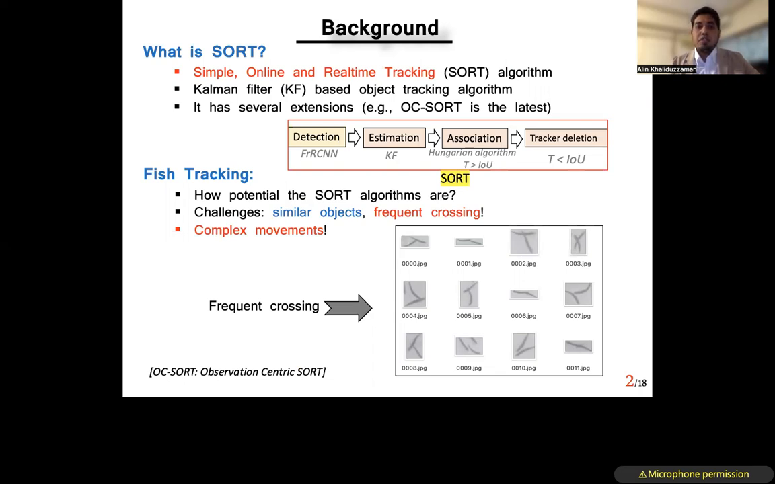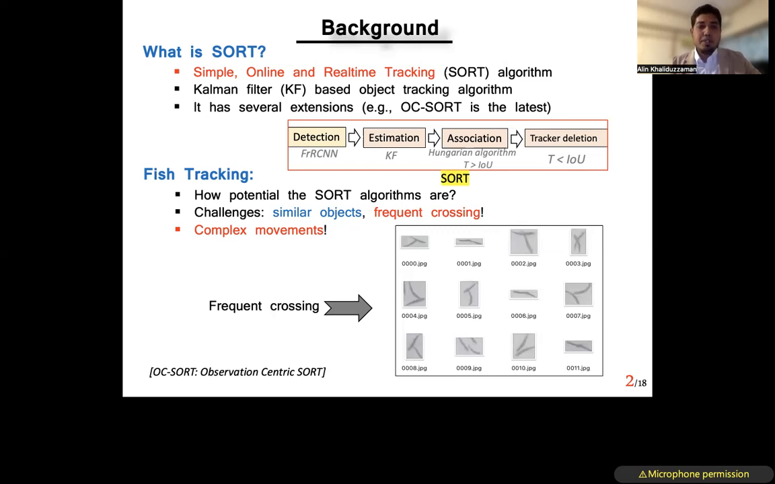So we need to consider the detection and tracking for the tracking algorithms. For SORT, the authors used Faster R-CNN for the detection purpose. And in the tracking part, they use the Kalman filter for the state estimation. And finally, they use the Hungarian algorithm for the tracker association.